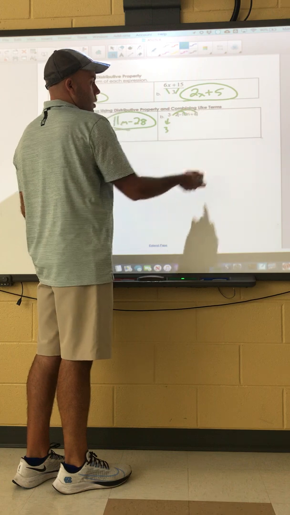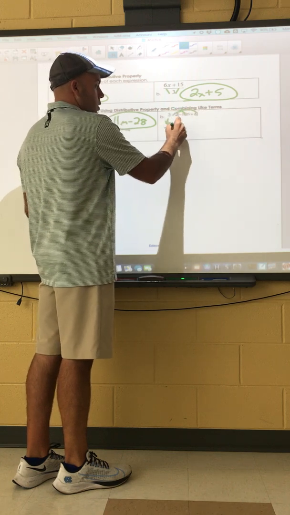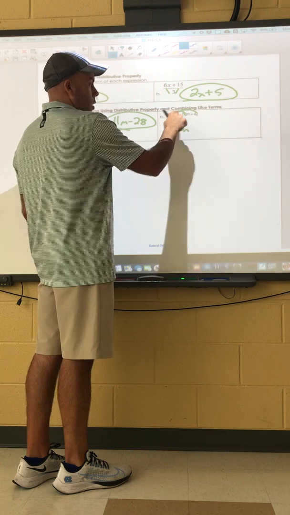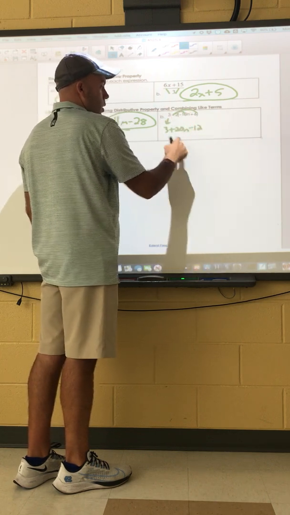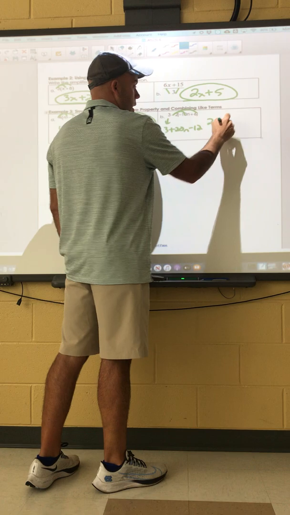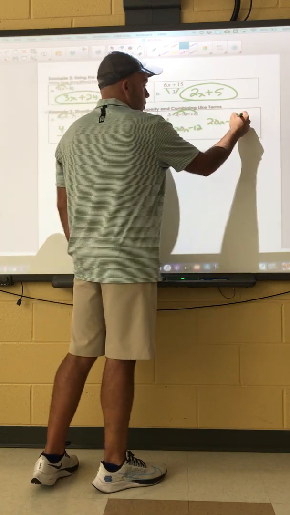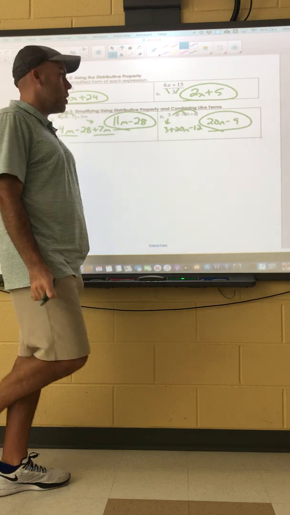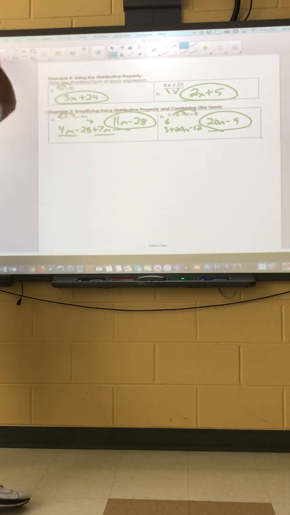Now I'm going to multiply the negative 2n. So negative 2 times negative 10 is 20, and then I bring my n down, and then negative 2 times 6 is negative 12. So I see 20n, 3 minus 12 is negative 9. So there we go, 20n minus 9. So that's what we should have there, okay?